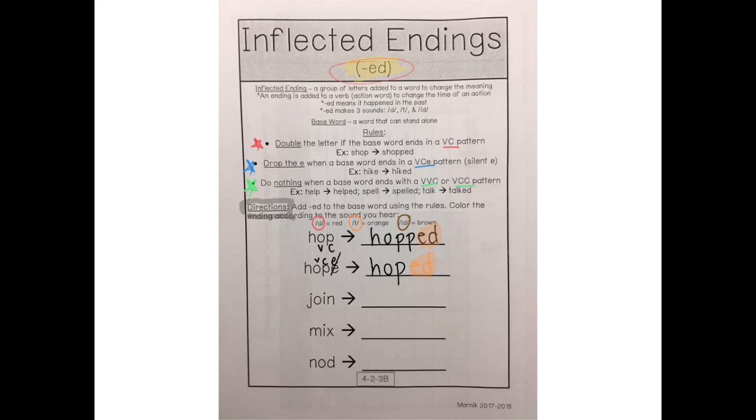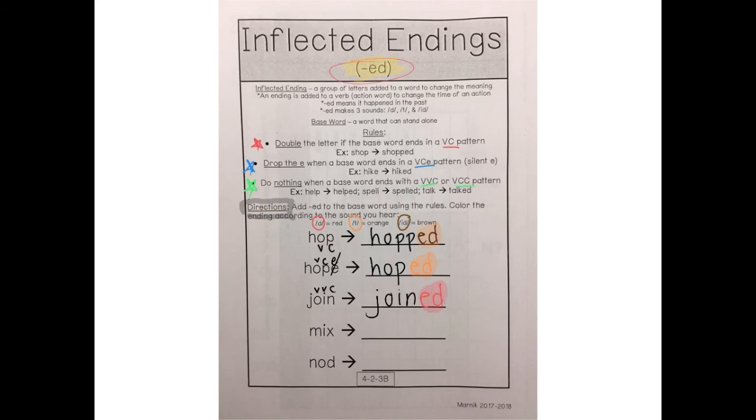I can see in join I have vowel, vowel, consonant. Two vowels next to each other aren't going to let the consonant double. So we just do nothing. J-O-I-N, and I add E-D. When I say the word joined, I can hear that D at the end. So I'm going to highlight my ED red this time.